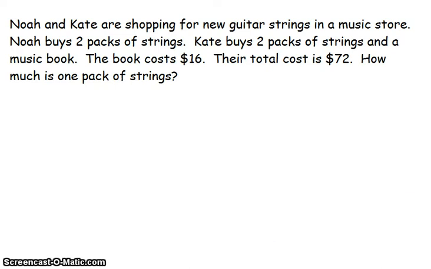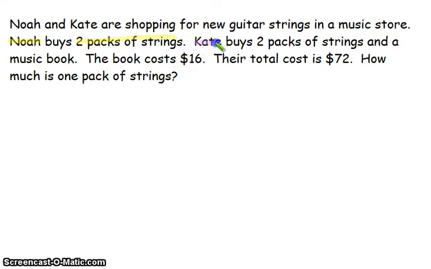highlighting here. First of all, we have Noah and Kate, and they're shopping for new guitar strings. So they're together, and they're shopping for guitar strings. The first sentence is just some good information, but not really necessary for your equation. So what you need to know: Noah bought 2 packs of strings. So we know what he purchased when he went into the store.